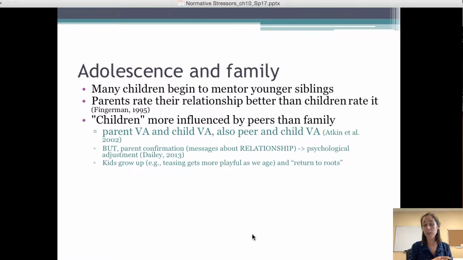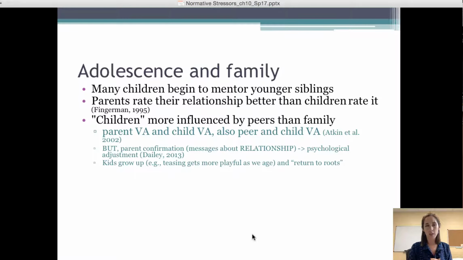Parent verbal aggressiveness and child verbal aggressiveness into adolescence are very highly correlated, and so are peer and child verbal aggressiveness. So yeah, we can say that they're aggressive because they're around aggressive peers, but then those peers and kids also tend to have aggressive parents. So maybe the aggressive parents have aggressive kids, and those aggressive kids seek out aggressive friendships. So it all sort of works together.